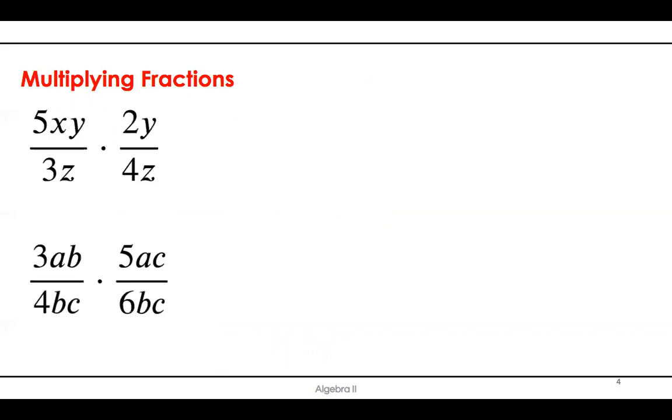Let's keep going. Now we're looking at even more variables in the expression, but you're still going to multiply straight across. So I'll give you a second so that you can write both of them down. All right, so we're multiplying straight across. So 5xy times 2y. 5 times 2 is 10. There's only one x. Y times y will be y squared. In the denominator, 3 times 4 is 12. Z times z is z squared. Can anything be simplified? Only the 10 and 12.